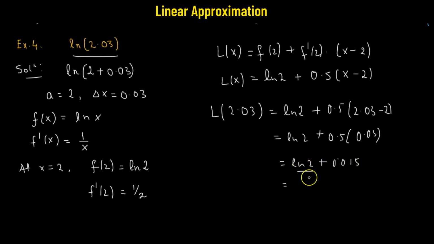So we'll have to use the standard value of log. So this will give us 0.7081. And if we use a calculator to find a value of log of 2.03, so this is approximately 0.70803. So if we compare the two values, we see we have a value correct up to 3 decimal places. So let's do another problem.